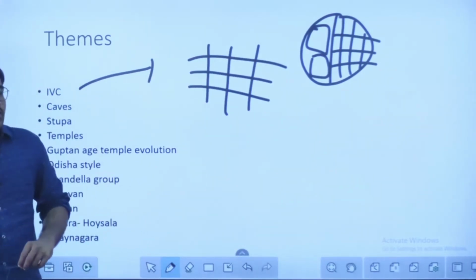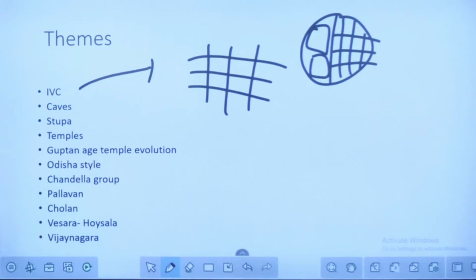The rest of the things are the same. Periodization you have to write, patronage you have to write, geographical extent you have to write. Then you have to go to the demand of the question. Then when it comes to the cave architecture of India, for this question you have to draw the map.